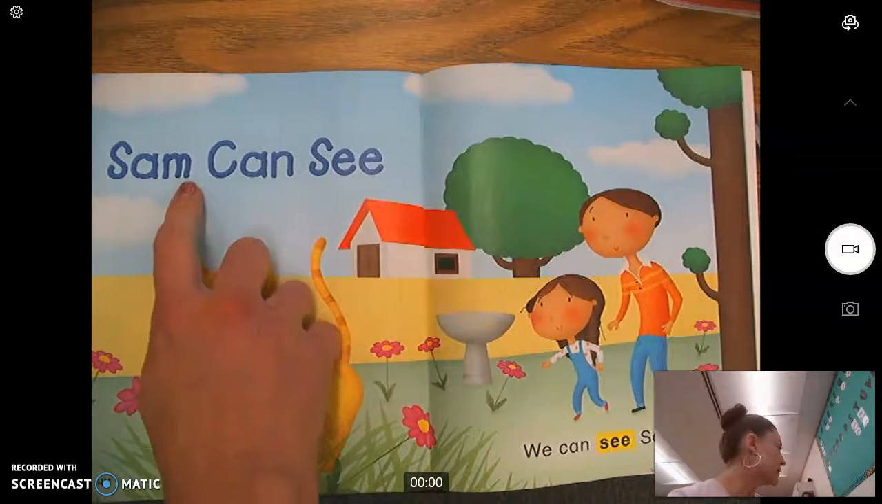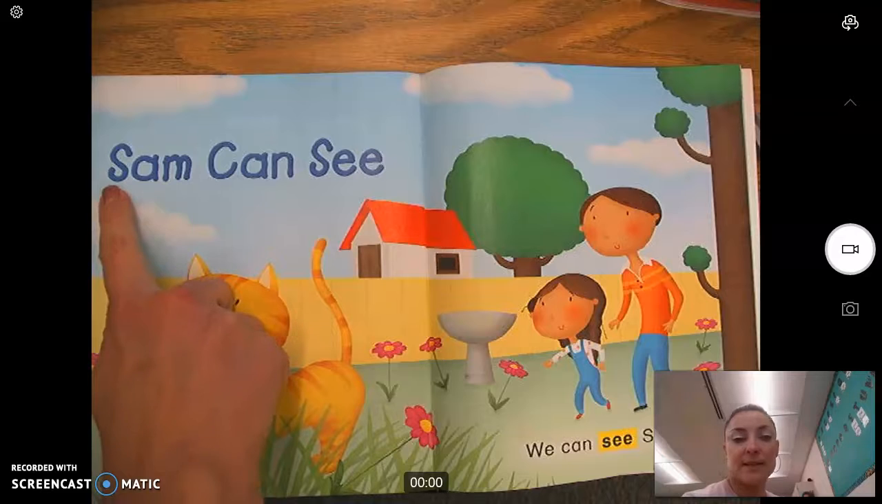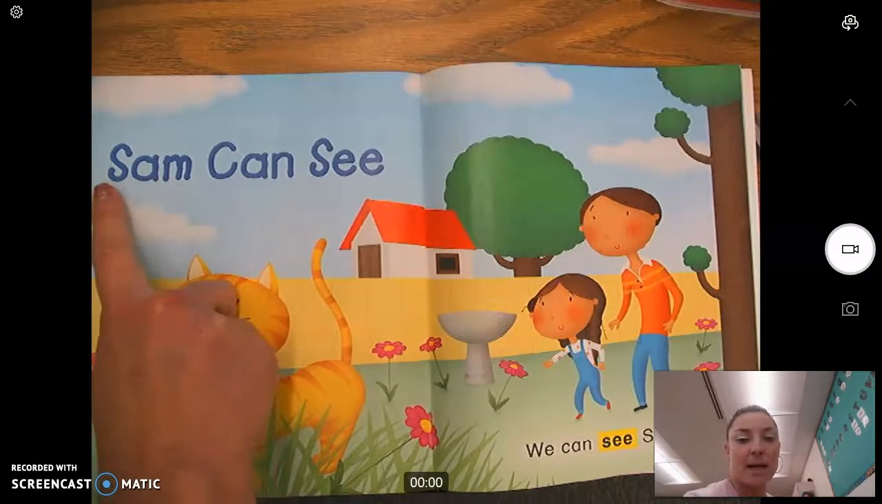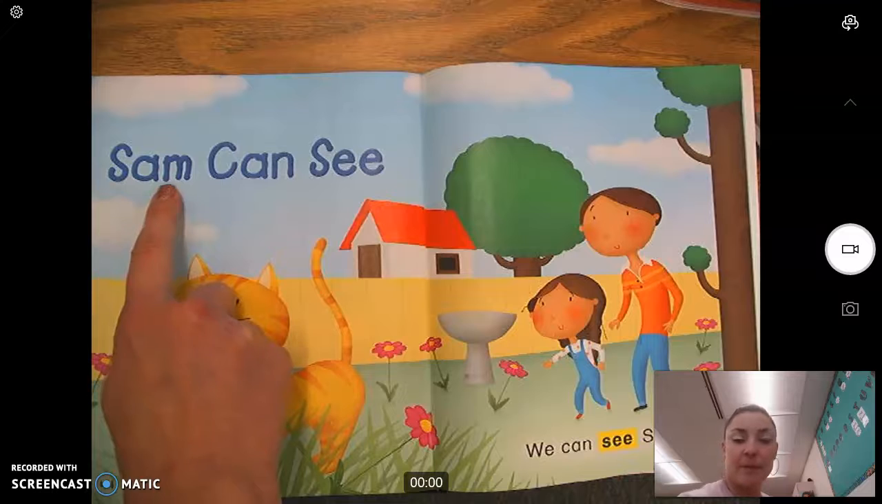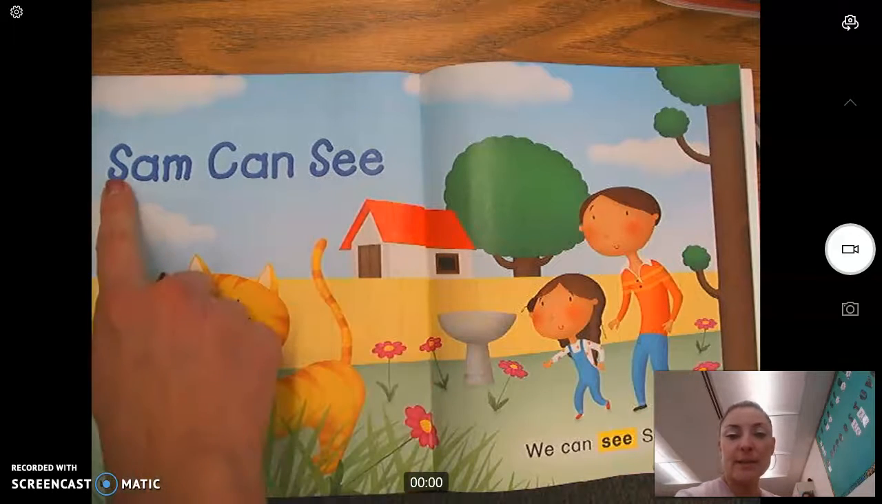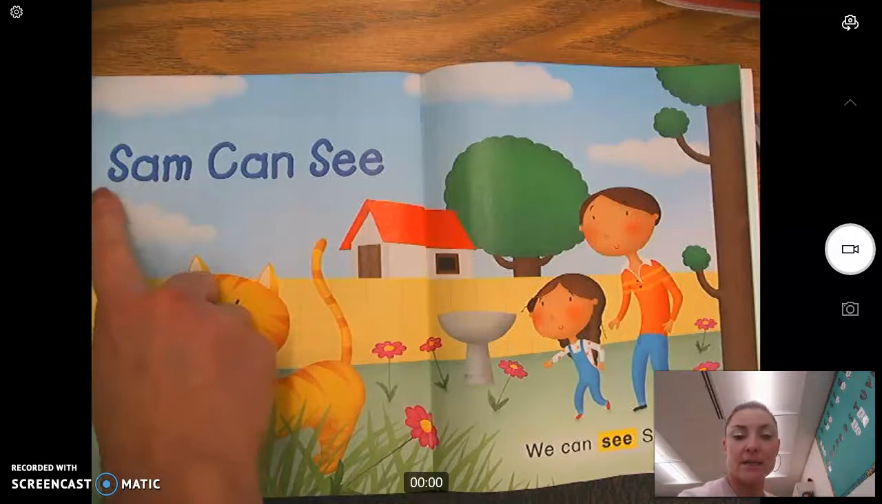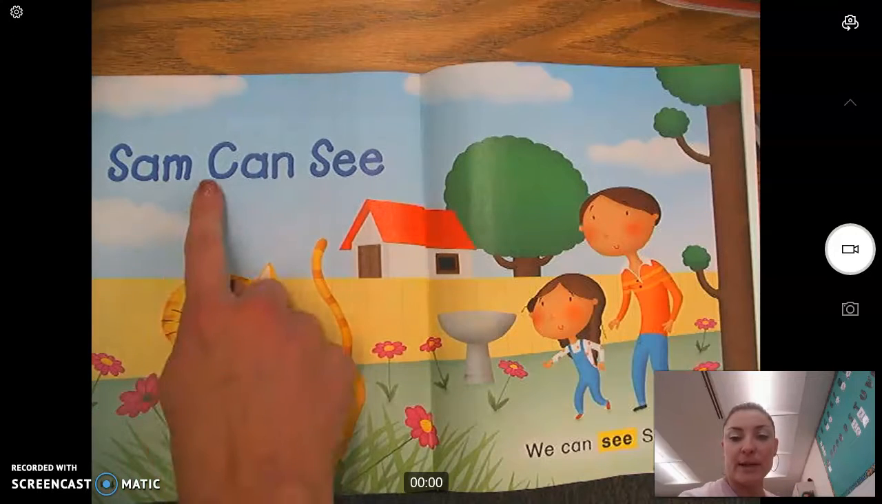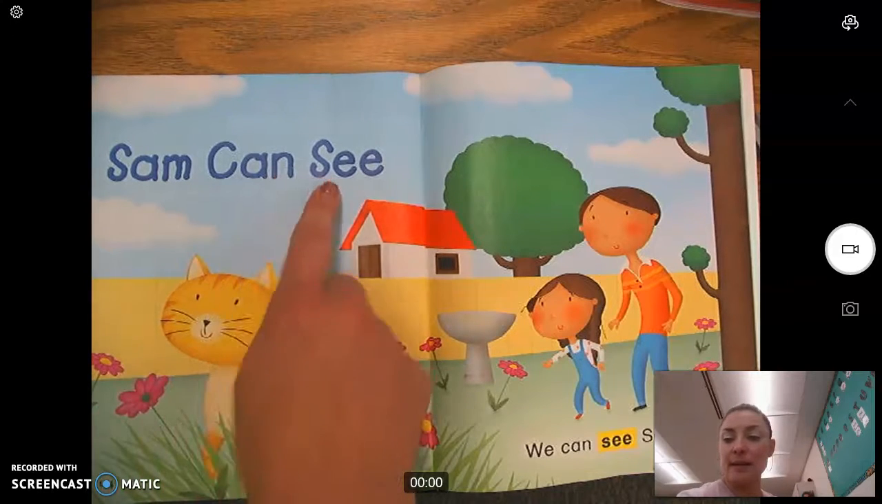So the title is here. This is Sam can see. So we were able to sound out this word Sam by saying the sounds of the letters: S, A, M, Sam. And then these are the two words we know. These are our sight words. Can see.